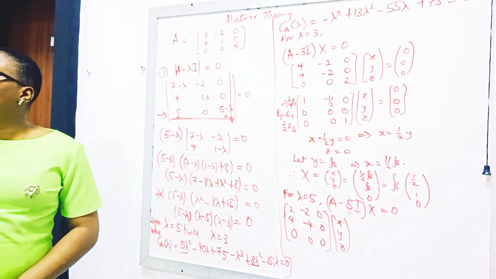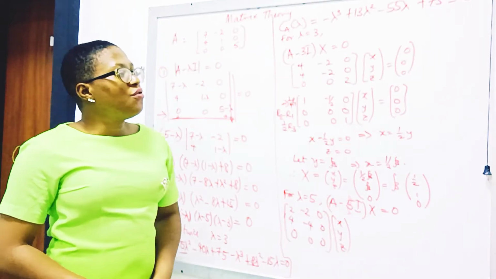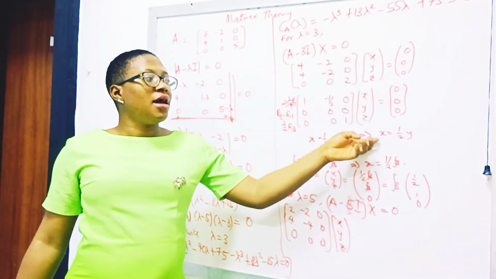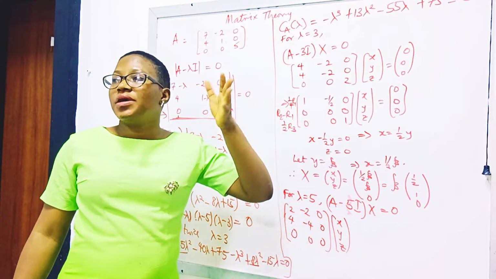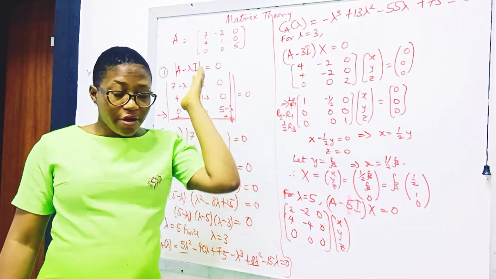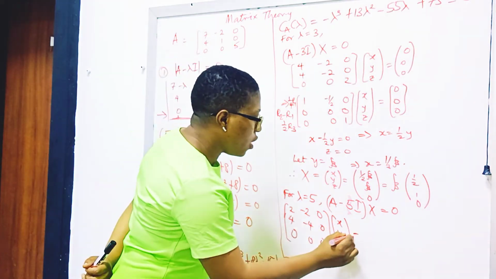B, yes, it's a constant. Why? It's free. It can be anything. Okay. X is equal to half y. So y can be anything. Just let one of them be fine. This is equal to 0.